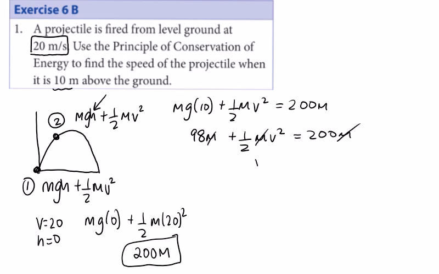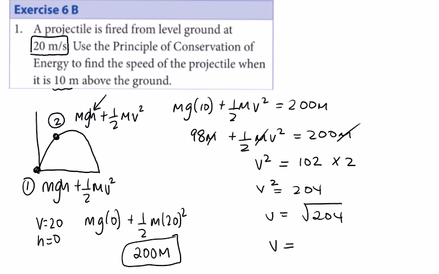So I'm going to get v squared over 2, so just v squared is equal to 200 minus 98, 102, and then times the 2 that was on the bottom. V squared is equal to 204, so v is equal to the square root of 204. V is equal to 14.28 meters per second.